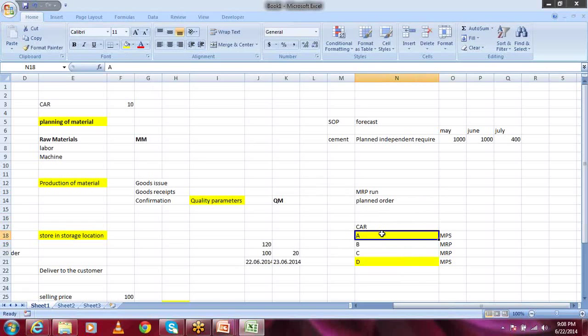So you are saying that for MPS material we do not need to run MRP. Yes. Why? Because my finished good, the car, is MPS. I'm not saying that for the car you need to plan separately. You will run MRP for the car, or MPS for the car. If you run now for the car with MPS, the system will plan only A and D.